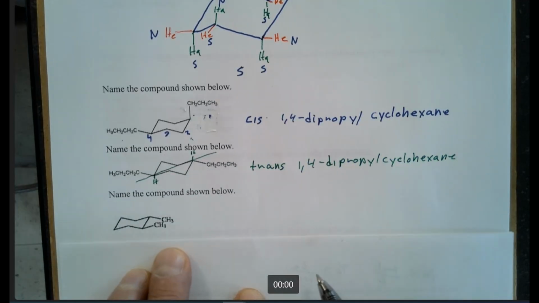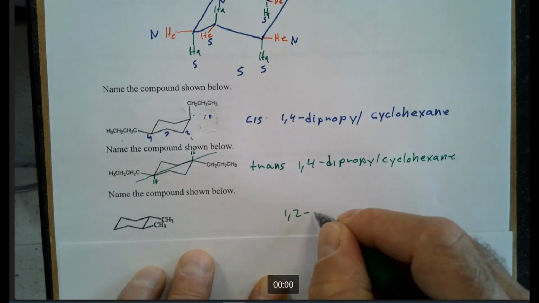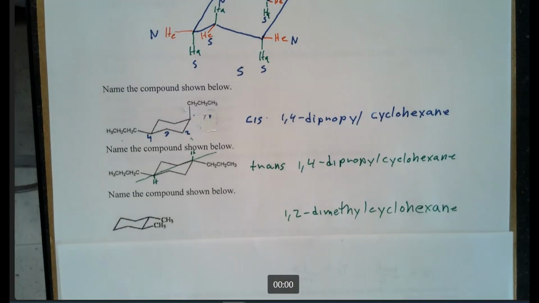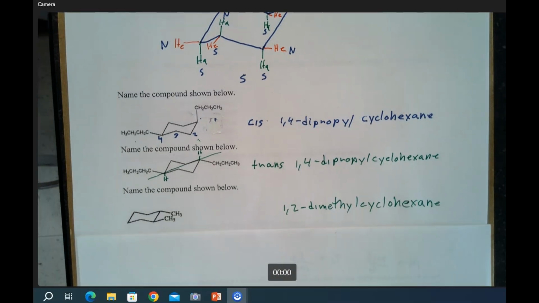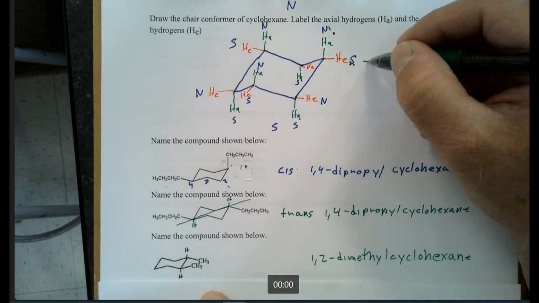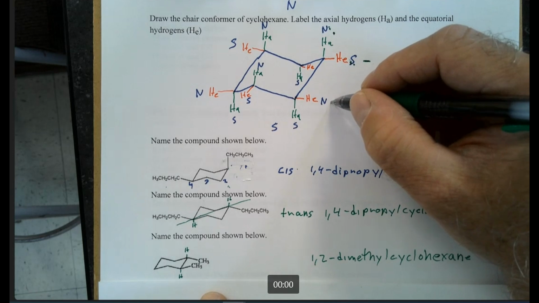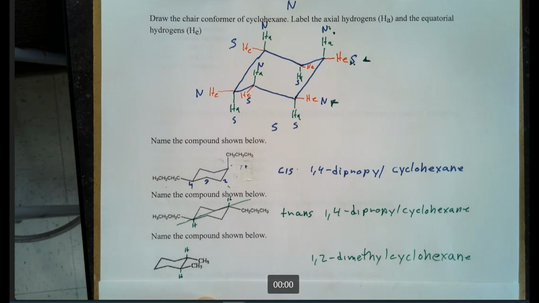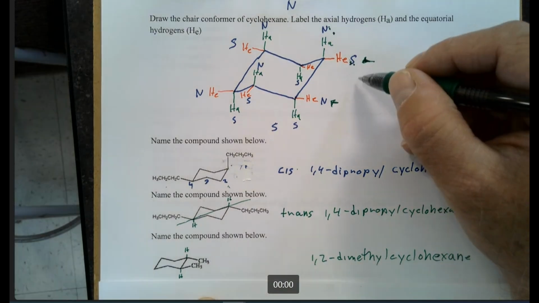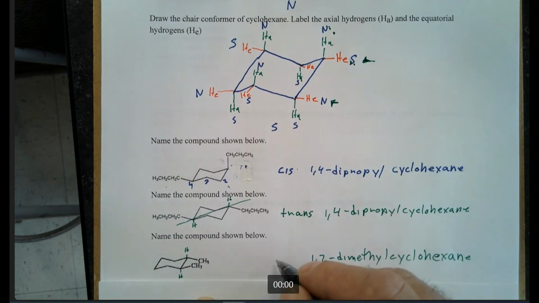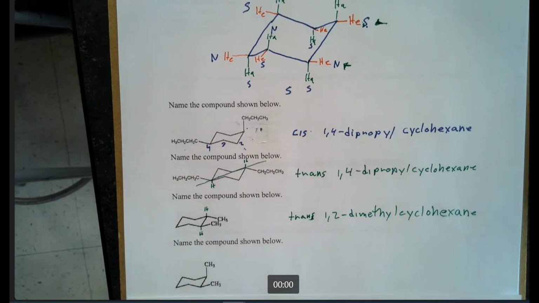Cyclohexane ring, 2 methyls, 1,2-dimethylcyclohexane. So now the question is, is it cis? Is it trans? I'm going to go up here and I'm going to say we have a methyl group here and we have this methyl group here. So this methyl group is pointing to the down part of the ring. This one's pointing to the up part. So you still want to go with cis. I heard somebody say cis. I think we want to go with trans. Trans. All right, so this one here, I had a model kit.